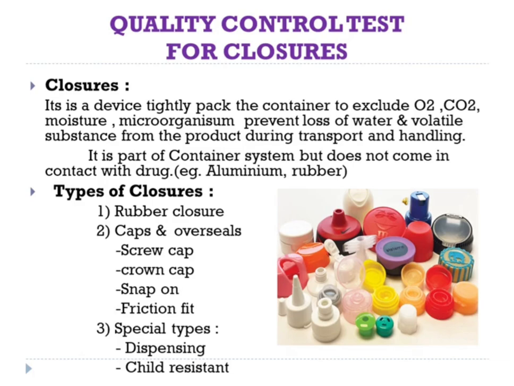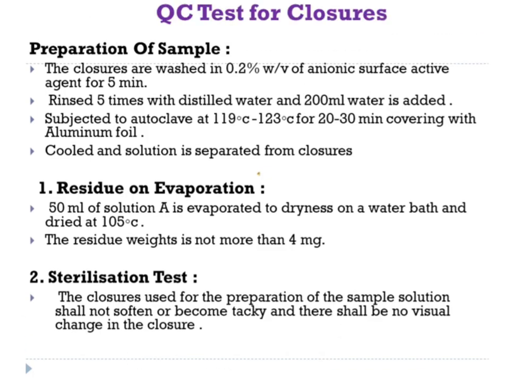Types of closure. There are three types of closure. First, rubber closure. Second, caps and overseals. In that, caps: screw cap, crown cap, snap on, friction fit. And third, special types. In that, dispensing and child resistant. Quality control test for closures.